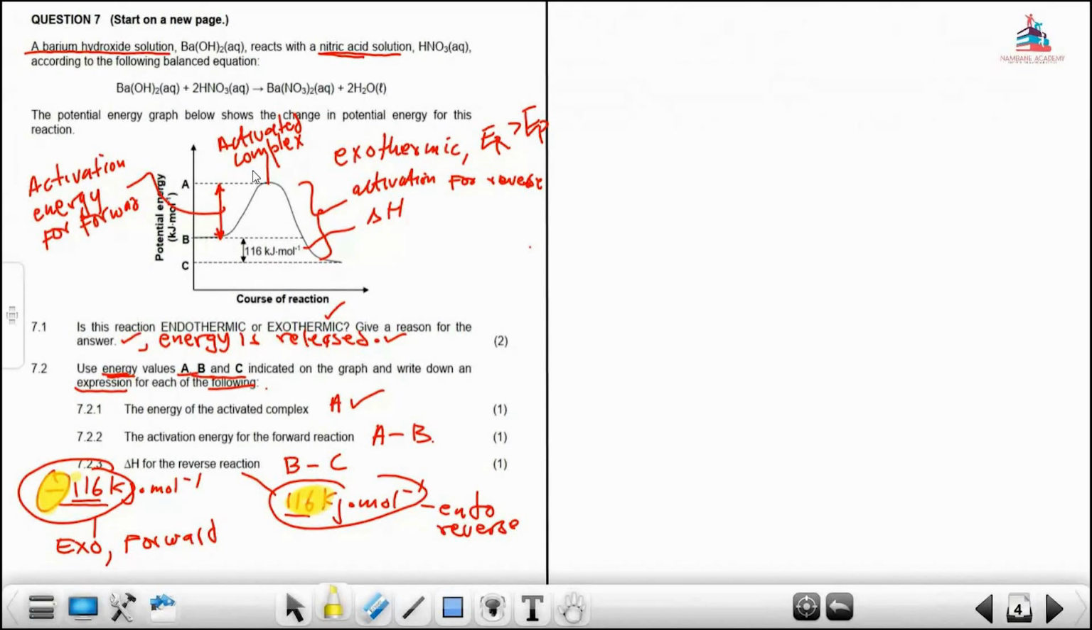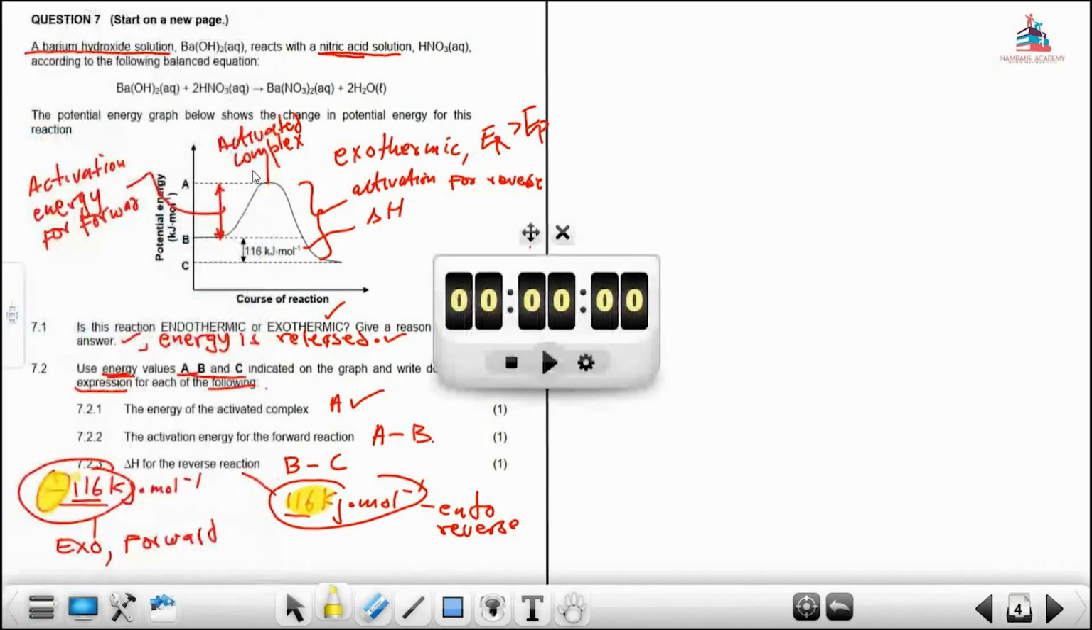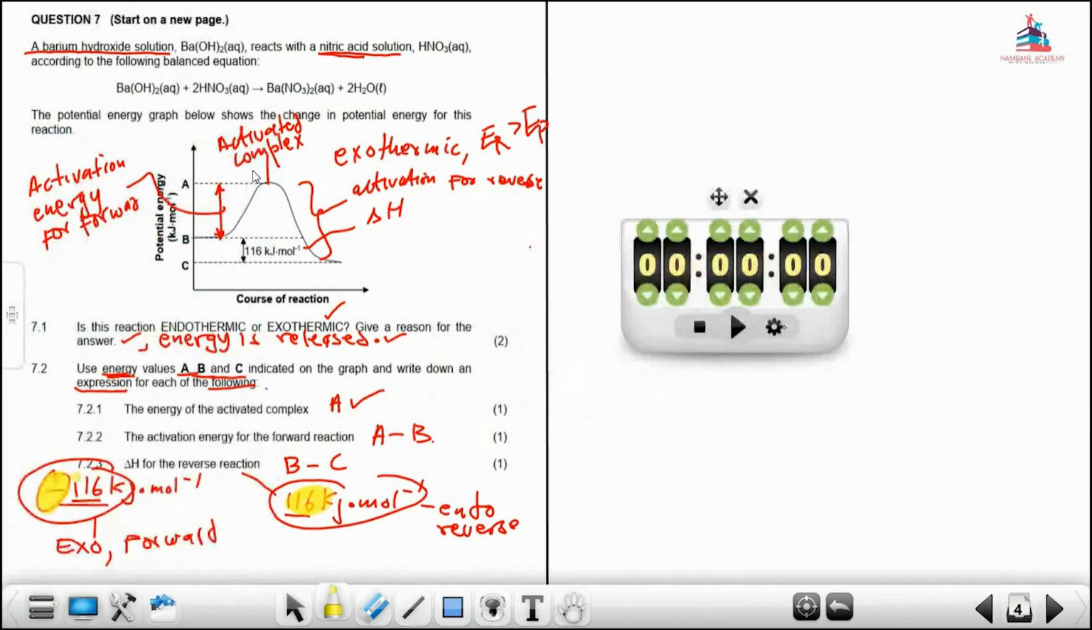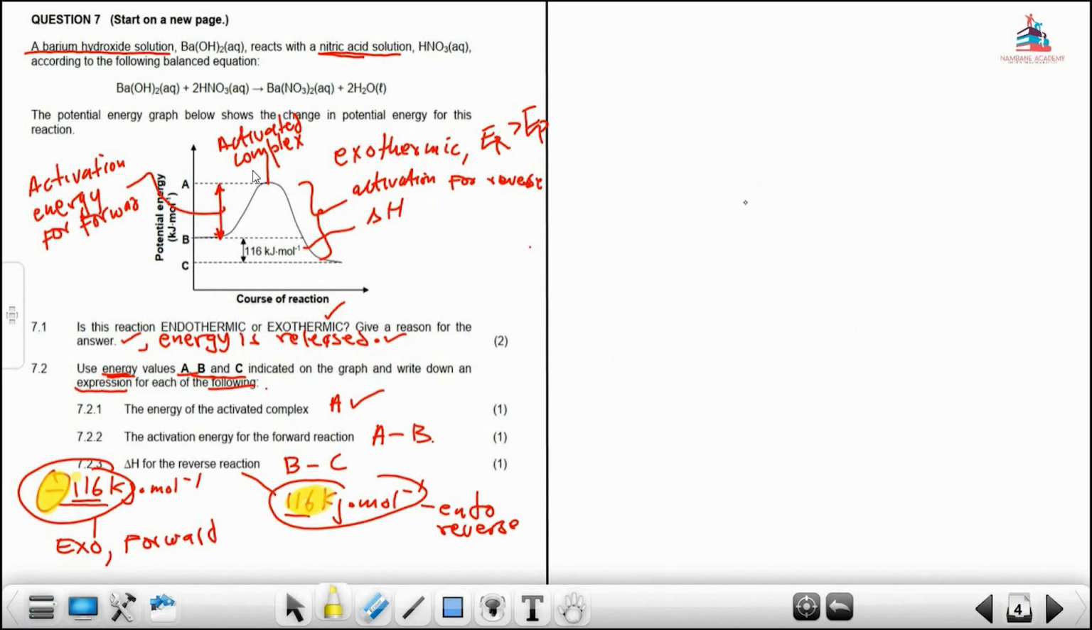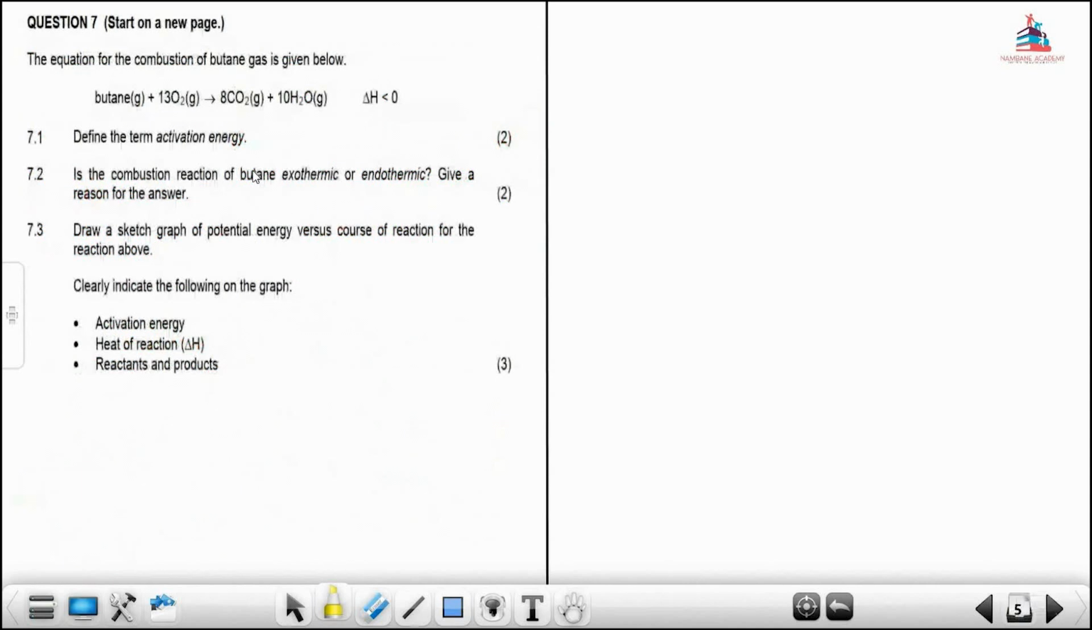Any questions, ladies and gentlemen? No, sir. Thank you. Thank you very much. Then we can have our timer for the 50 seconds for each and every one of us to digest this. If there are no questions, then we can move to this one.